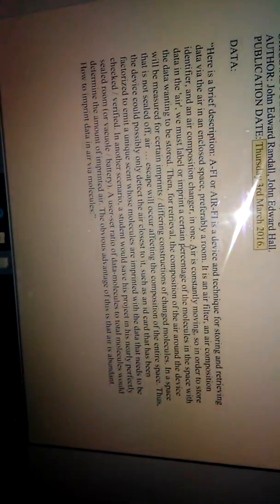Air is constantly moving, so in order to store data in the air, we must label or imprint a certain percentage of the molecules in space with the data wanting to be stored. Then for retrieval, the composition of the air around the device, and so on. Obviously, this is good for other types of things. It has other implications other than what I said. This is basically how you make it, but obviously we can build it in different ways.